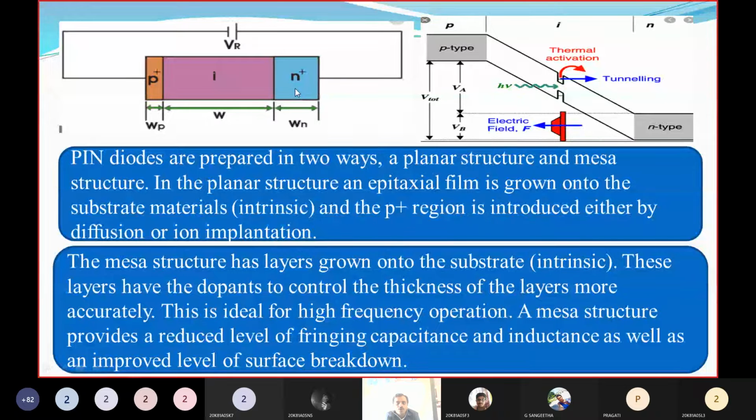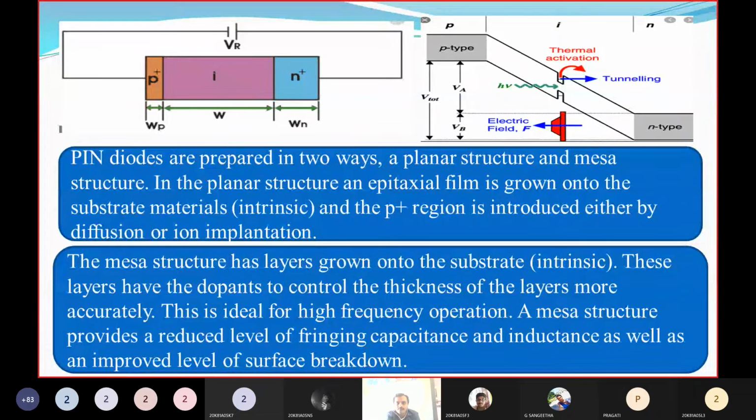Those holes are repelled by the positive terminal, and they must cross the intrinsic region. That needs much more voltage, because the width of the intrinsic region is very high. Only at a very high applied voltage will these minority charge carriers cross the junction. So in a PIN diode we apply a maximum of 5 volts only. If 5 volts is applied, the minority charge carriers have no effect. That's why dark current is also very small in the PIN diode.